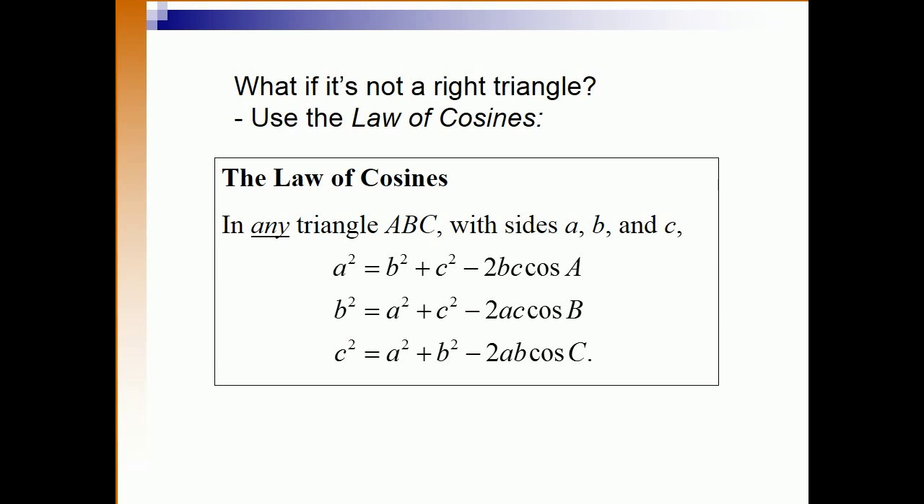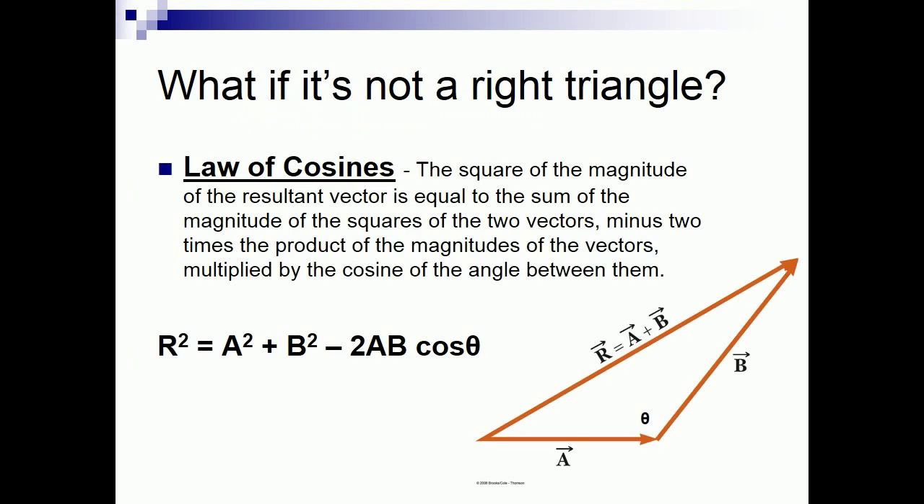What if it's not a right triangle? Use the law of cosines. In any triangle ABC, with sides a, b, and c, the square of the magnitude of the resultant vector is equal to the sum of the squares of the magnitudes of the two vectors, minus 2 times the product of the magnitudes of the vectors multiplied by the cosine of the angle between them. c squared equals a squared plus b squared minus 2ab cos C.